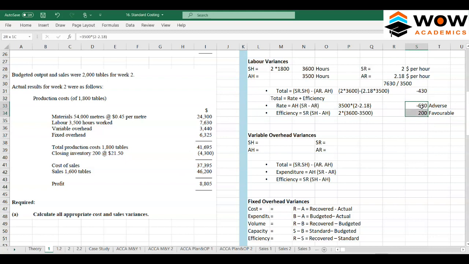We'll just check it for proof. See here, it's going to be minus 630 and add the 200. It has added here itself. So it's 430. See, all minus symbols are adverse, because in all the cost variances, minuses are adverse and plus are favorable. Only in income variance it is opposite. So hope you got the idea here about the labor variances. Now we'll move on to the variable overhead variance.